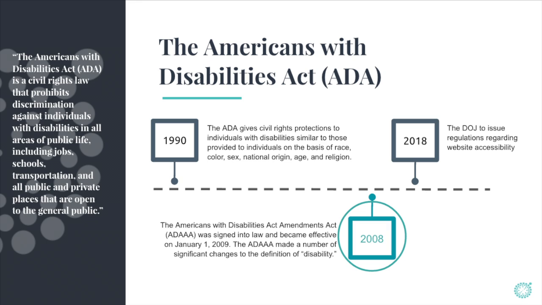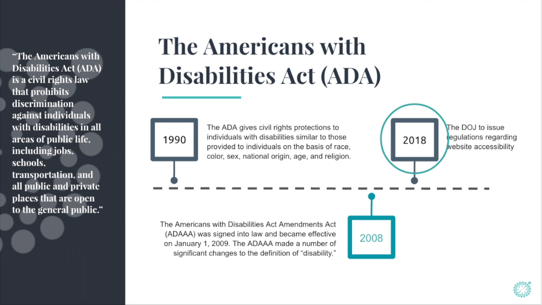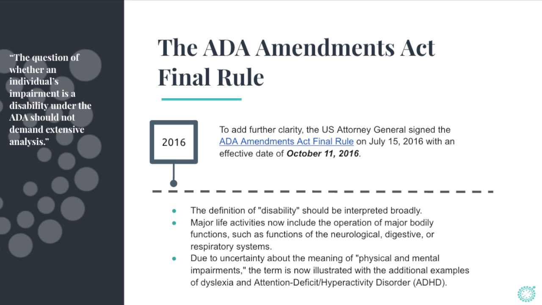In 2008, the Americans with Disabilities Act Amendments Act, ADA-AA, was signed into law and became effective on January 1st, 2009. The ADA-AA made a number of significant changes to the definition of disability. In 2018, it is expected that the Department of Justice will issue regulations regarding website accessibility, but more on that a little later. To add further clarity, the U.S. Attorney General signed the ADA Amendments Act final rule with an effective date of October 11, 2016. In summary, the ADA Amendment Act is intended to broaden the definition of disability.